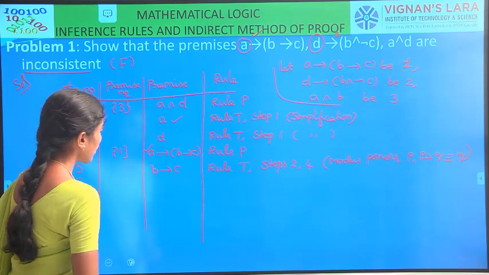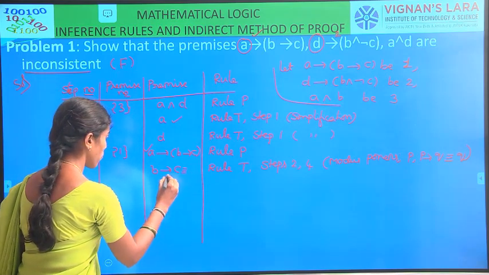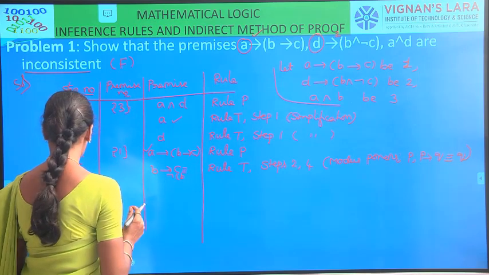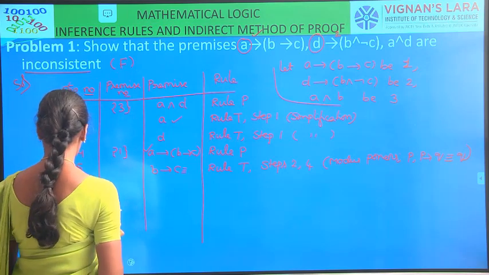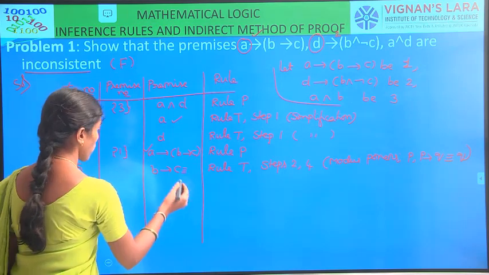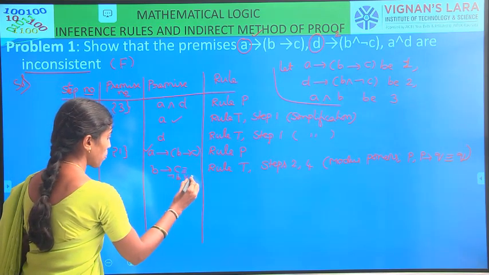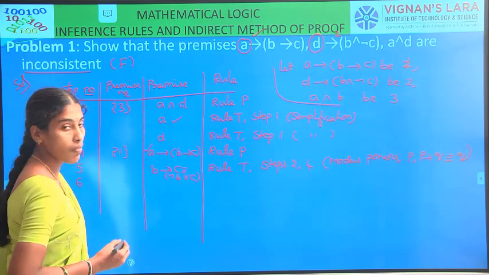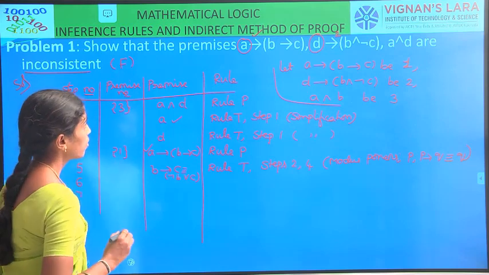Now, I have B conditional C, which is equivalent to negation B or C, right? So, which is the equivalent formula of conditional statement. Next step.